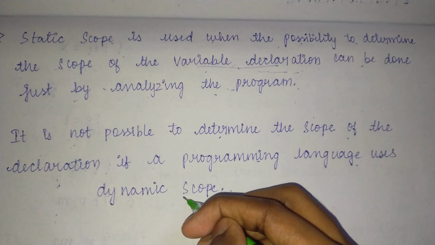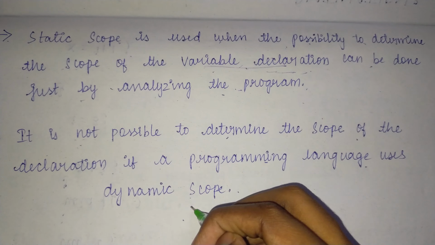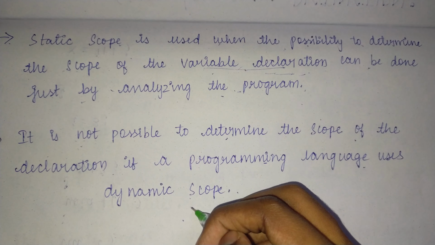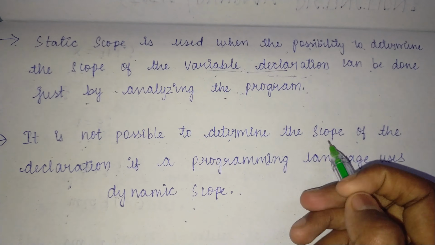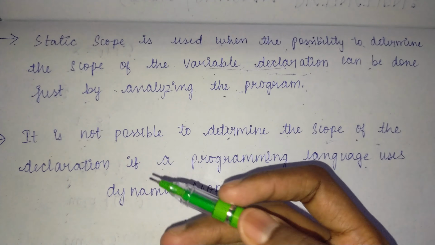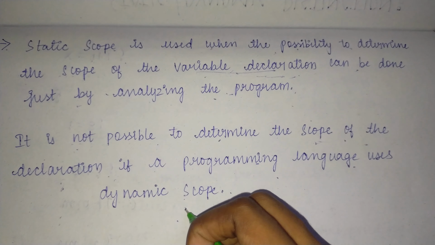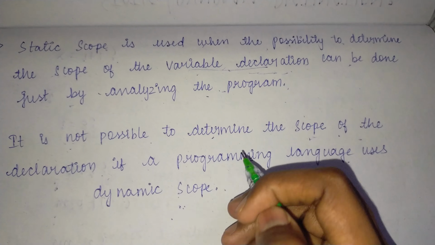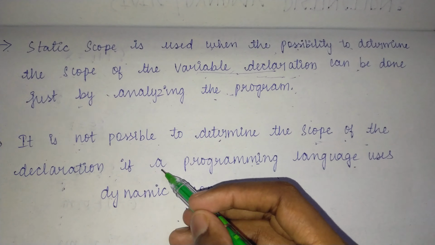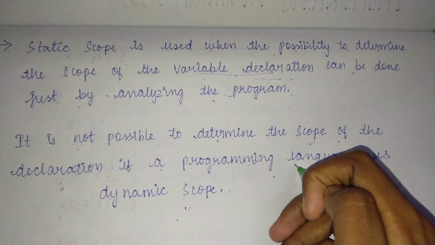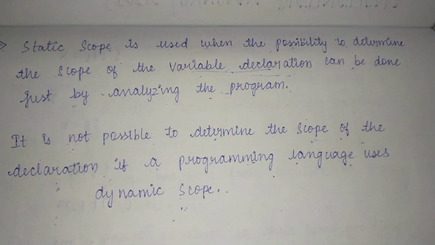Next, it is not possible to determine the scope of the declaration if a programming language uses dynamic scope. So if it is using dynamic scope, then there is no way to determine the scope of declaration in that programming language. I hope this is clear.